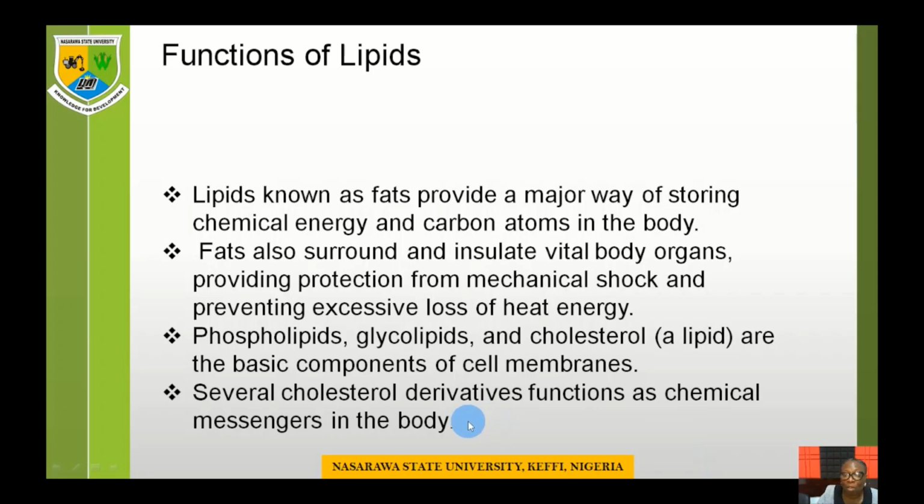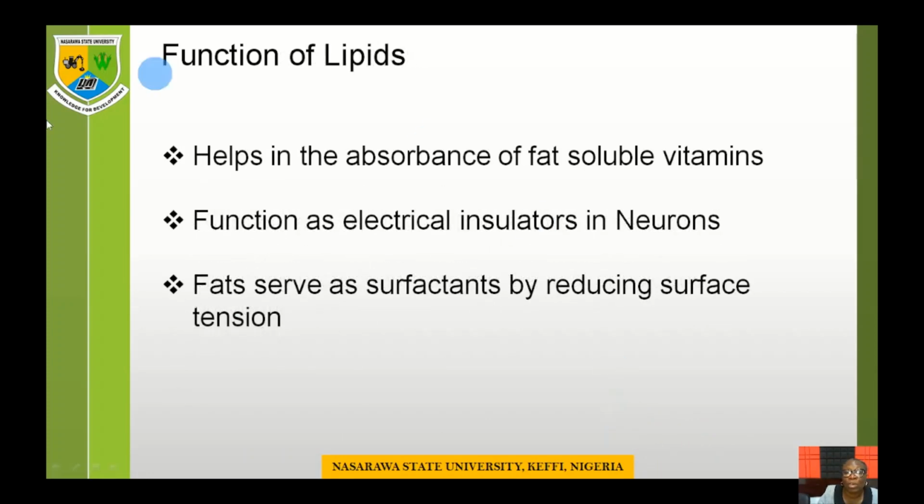That is, they are converted, the hormones, steroid hormones especially, are synthesized from cholesterol, and they serve as chemical messengers in the body. Also, they help in the absorption of fat-soluble vitamins. I've told you the fat-soluble vitamins are vitamins A, D, E, and K. These are fat-soluble vitamins. They need the lipids to be able to get absorbed in the body.